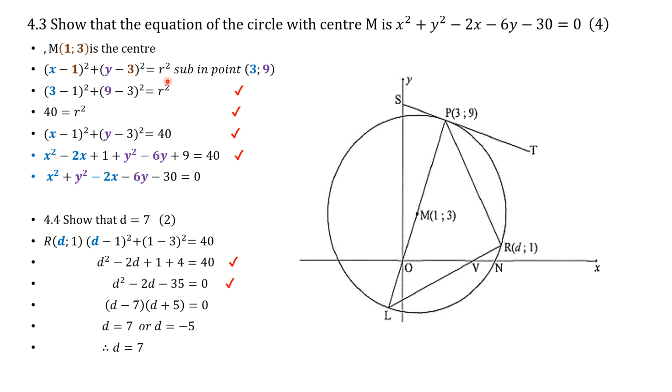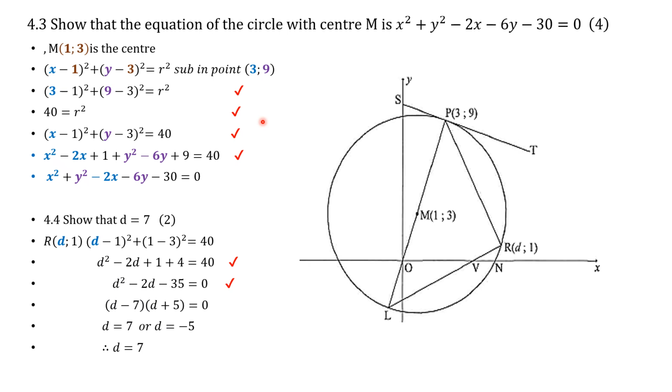To find the value of r, I'm going to take a point, which in this case I have, which is 3 and 9. That means from M to P is a radius. So there, (3 minus 1) squared, and then (9 minus 3) squared. 3 minus 1, 2 squared would give me 4. 6 squared gives me 36, 36 plus 4 would give me 40. So 1 mark there for correct substitution, 1 mark for r squared. For the equation (x minus 1) squared plus (y minus 3) squared, and substituting 40 in place of r squared, another mark.